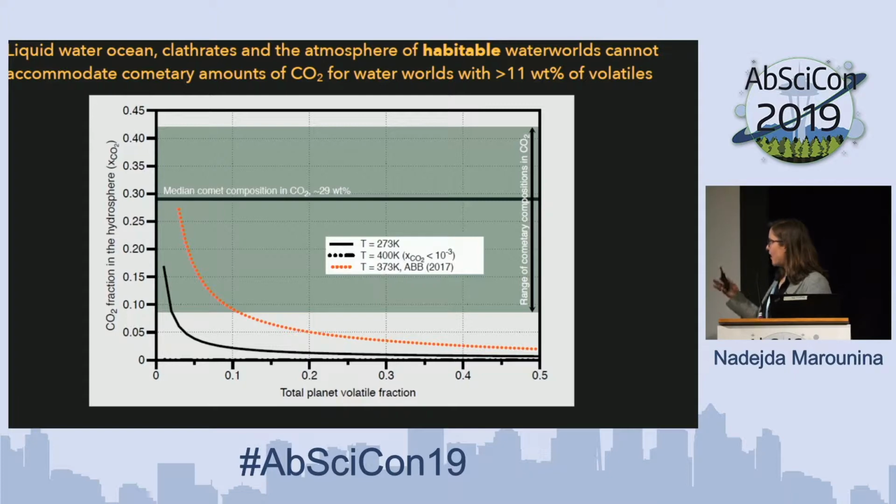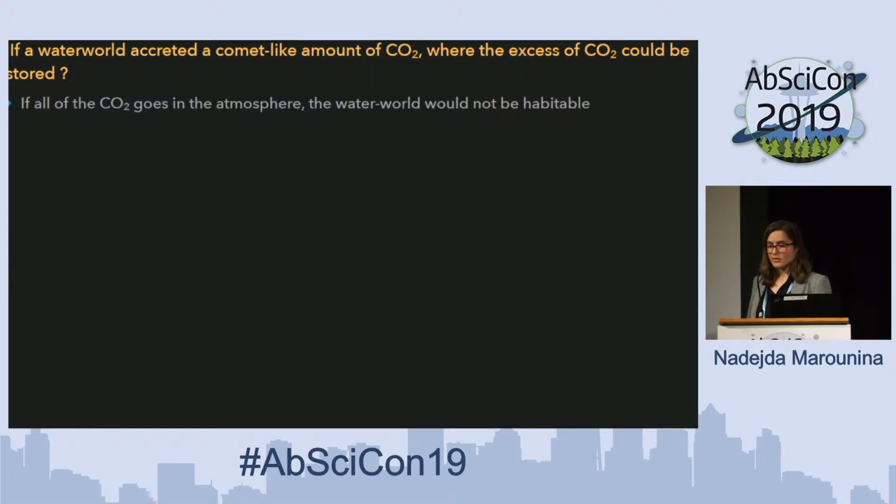So I was saying that the hot water worlds are the ones able to store the highest amount of CO2 because of this increased solubility of CO2 with depth, and this red line takes it into account. The second result shown in this figure is that a planet that has accreted more than 11% of volatiles by mass is unable to reach this comet-like composition. Meaning that if, for example, those planets actually accreted a comet-like, very rich composition of CO2, this excess has to go somewhere.